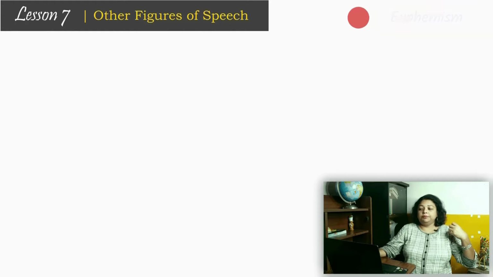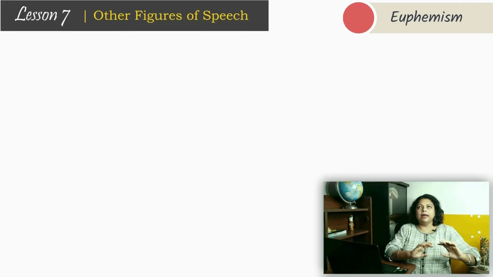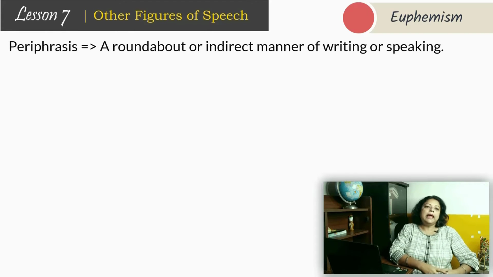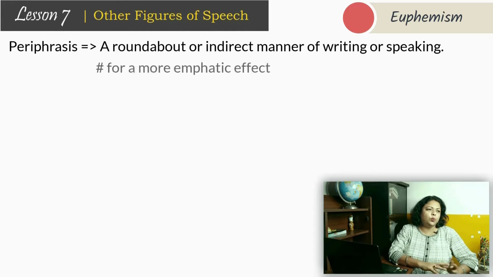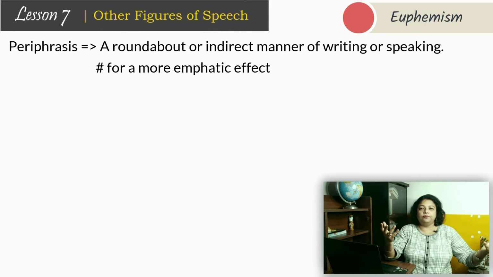The next one which we'll be doing today is euphemism. I didn't want to talk about euphemism today because we have already talked about periphrasis, and you can say euphemism is a special kind of periphrasis. If you remember what periphrasis is, it's a roundabout way of saying something. And while doing periphrasis, I had said that people use periphrasis for two reasons. One is if they want to beautify their writing, they want to show off their vocabulary, then they use periphrasis. Instead of saying one word, they say three, four, five other words, which almost mean the same thing.